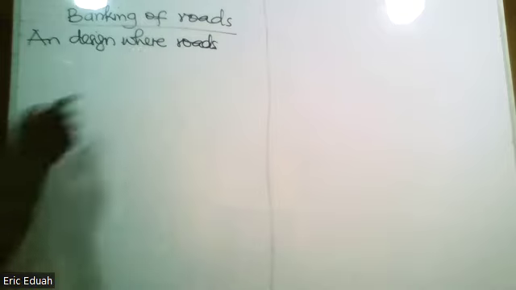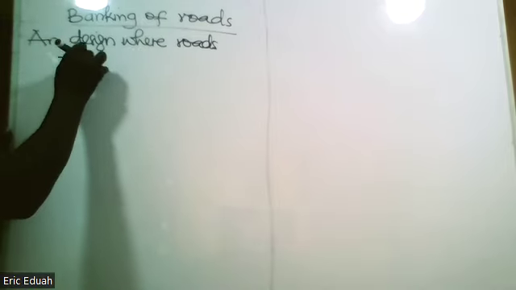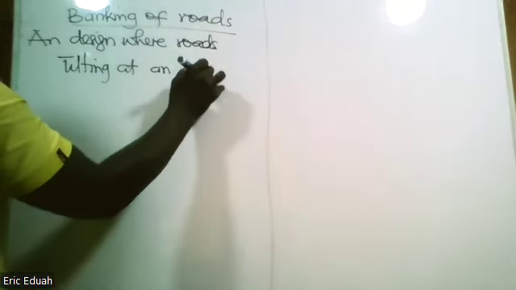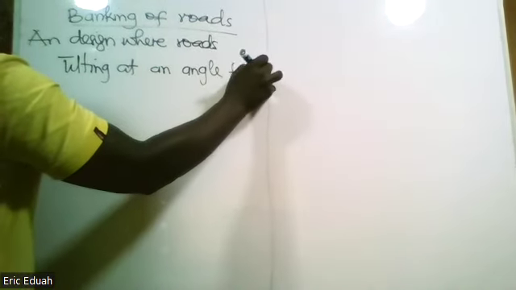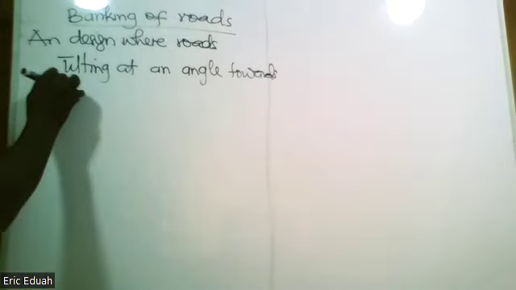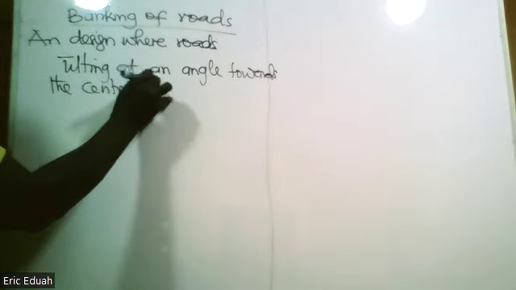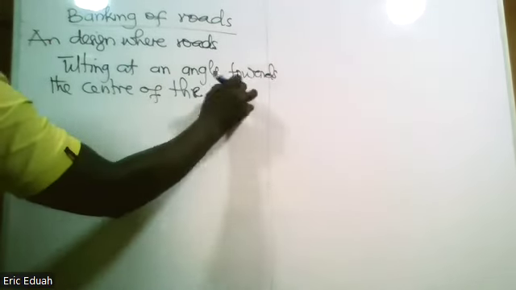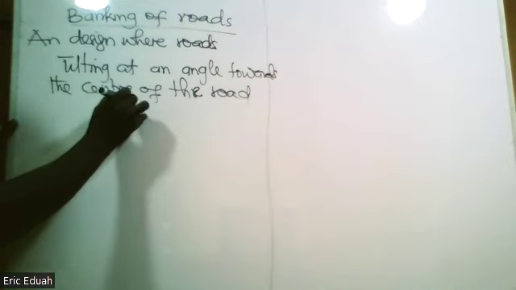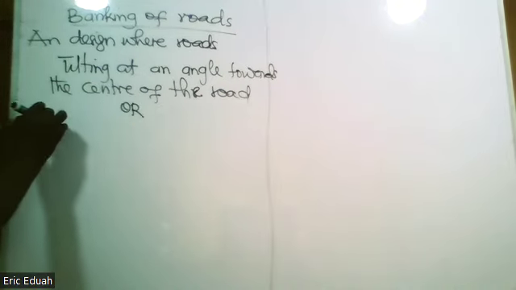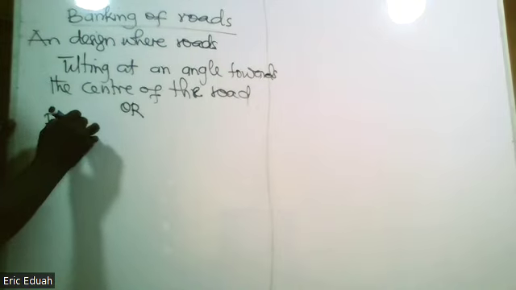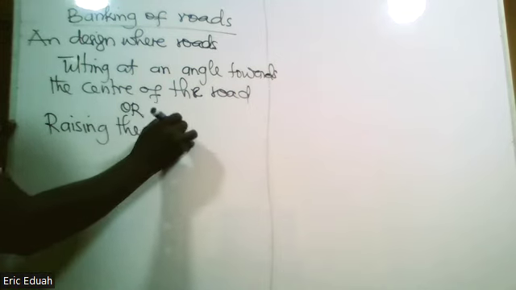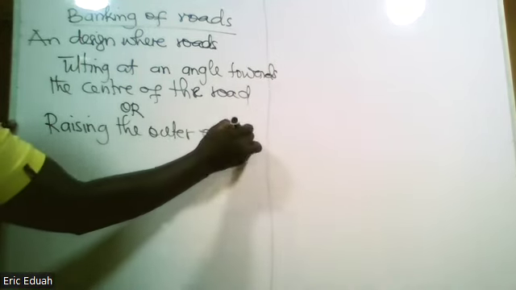So either by tilting the road at an angle towards the center of the circle, towards the center of the road, or raising the outer end of the road.